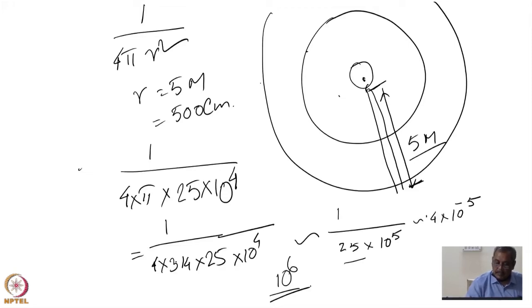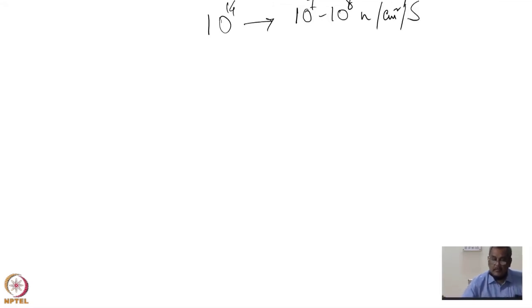So the factor of around 10 to the power 6, when it goes from the source: if at the source the flux was 10 to the power 14 neutrons per centimeter square per second, it goes to 10 to the power 7 or 10 to the power 8 neutrons per centimeter square per second when I come out from the source. So this is a huge fall, and this shows that neutrons are expensive and we have to do a proper neutron beam tailoring. So this is the fact.